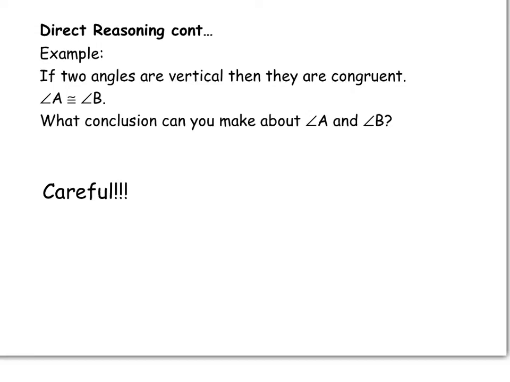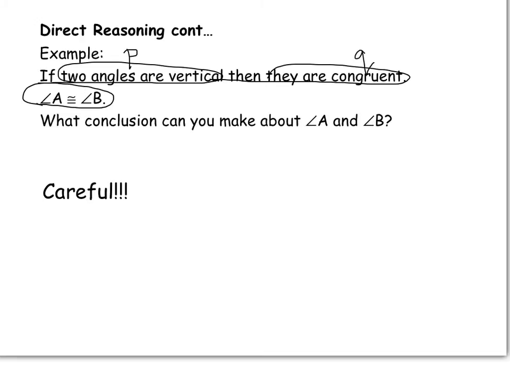Here's another quick example of something to be careful of when using direct reasoning. In this example, we have a conditional statement. If two angles are vertical, then the angles are congruent. So our P is two angles are vertical. Our Q is that the angles are congruent. Now we're given a second statement. Angle A is congruent to angle B. So the question is, what are we given, P or Q?